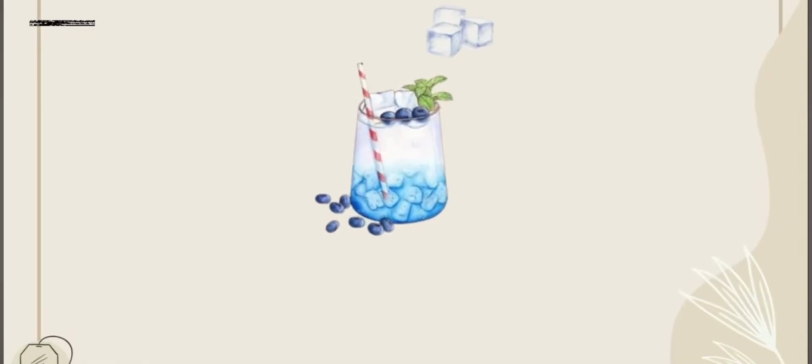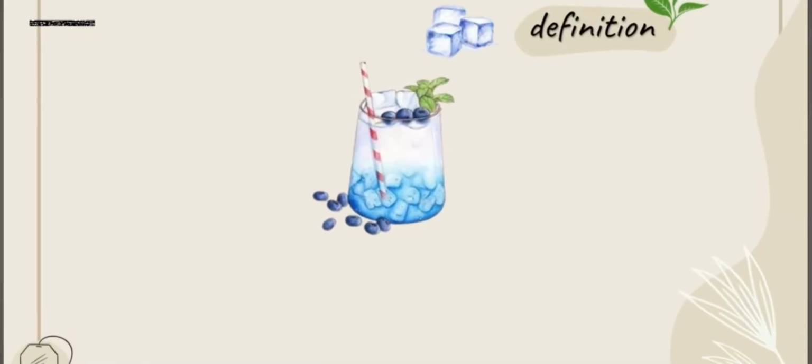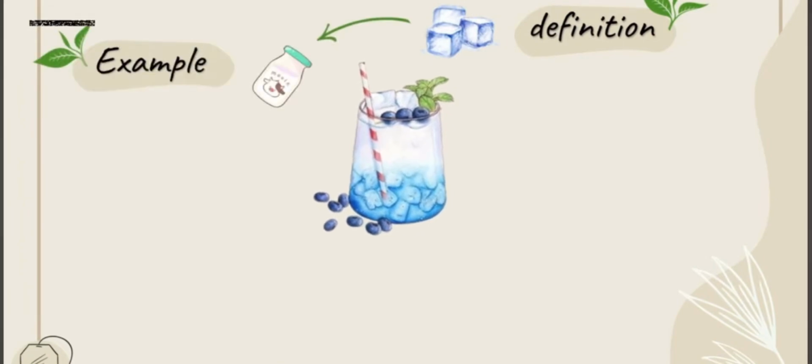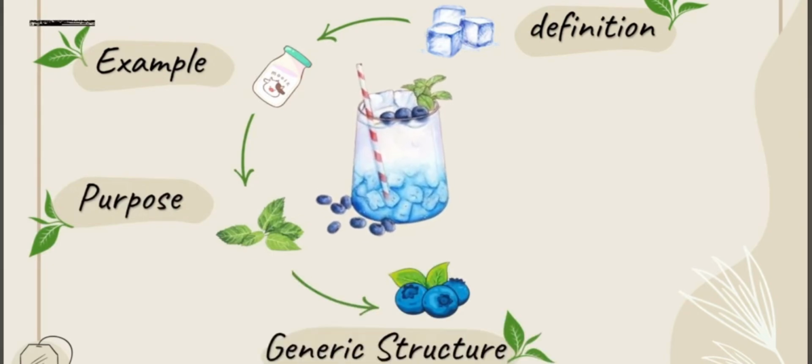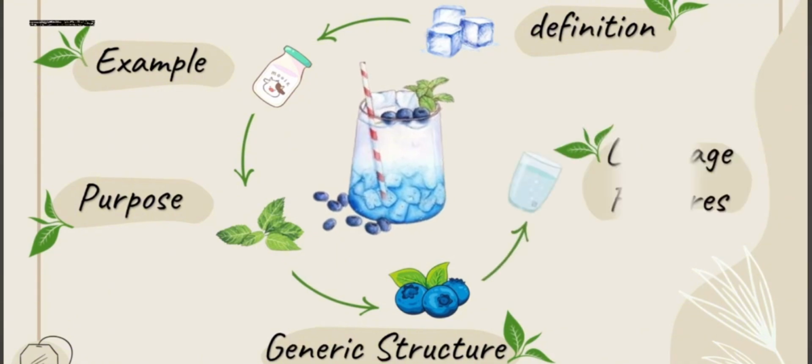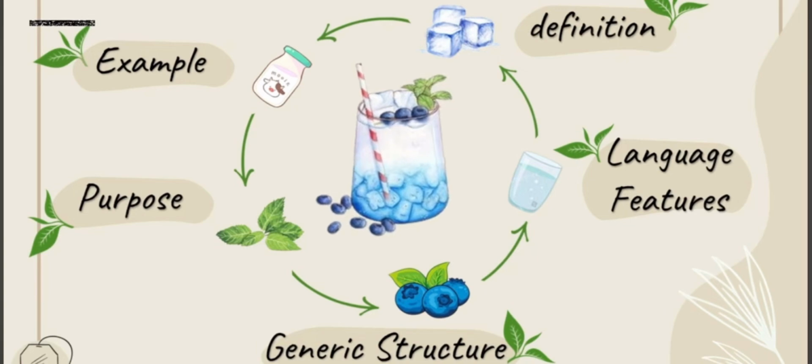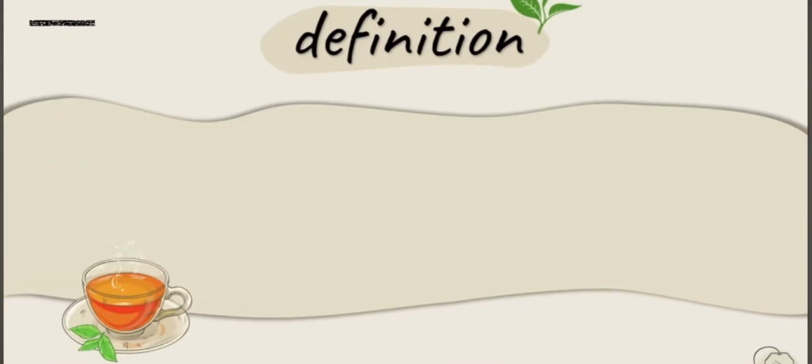Let's learn while having fun. Today we are going to learn about a procedure text. First, we will learn about the definition. Then we will learn about the examples. After that, we will talk about the purpose. Next, we will learn about the structure. And finally, we will learn about the language features. Okay, let's start with the first part of the definition.